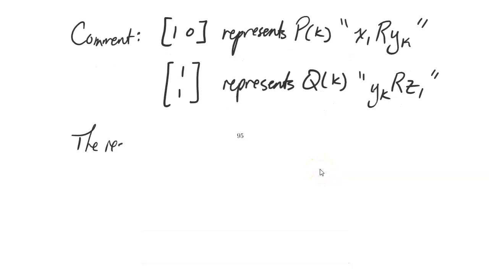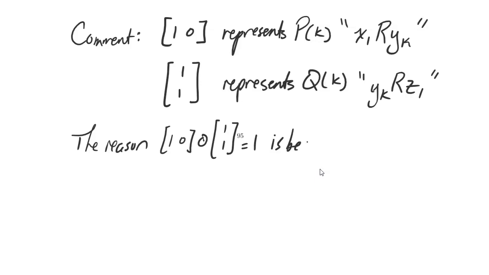The reason that their Boolean dot product is equal to 1 is because the statement P of 1 and Q of 1 is true. If both P of 1 and Q of 1 had been false, and P of 2 and Q of 2 had been false, then the Boolean dot product would have been 0. But that's what this matrix multiplication is doing, it's making sure there is a Y that both the X and the Z are related to.